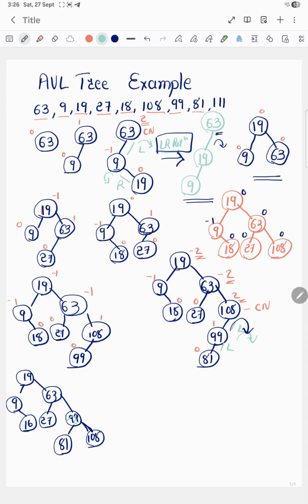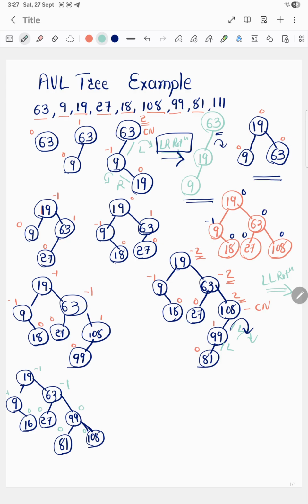Now if I check the balance factor, for 81 it's 0, 108 is 0, 99 is 0, 27 is 0, 63 is 1 minus 2, that's a minus 1, 16 is 0, 9 is minus 1, right? And for 19, that's 2 minus 3, minus 1, right? Still it is balanced, right? Still it is a balanced AVL tree after this LL rotation we did over here.